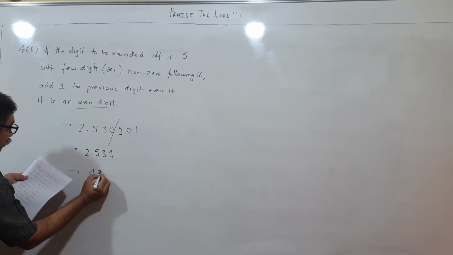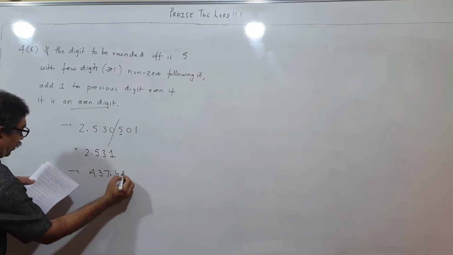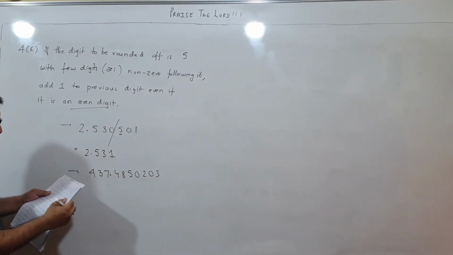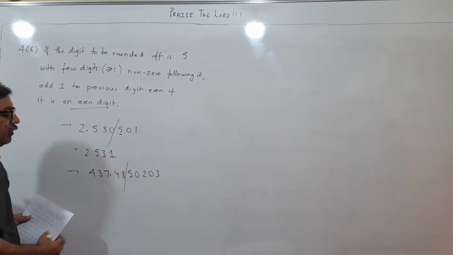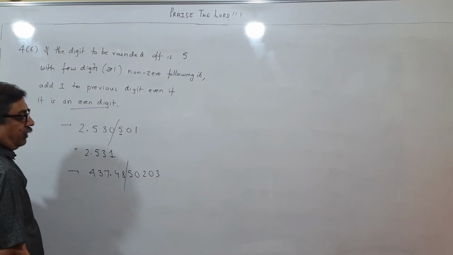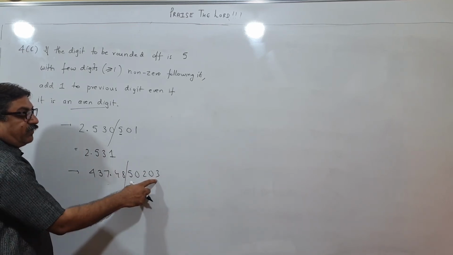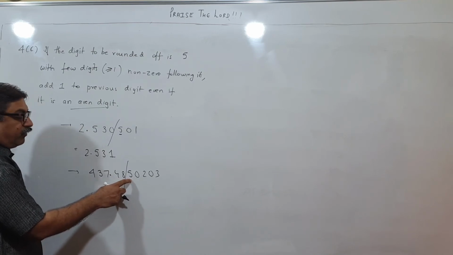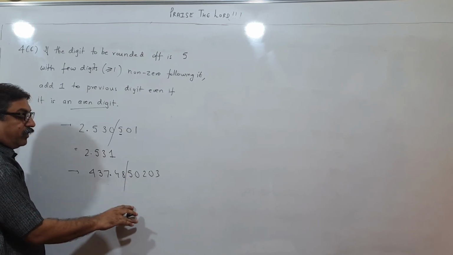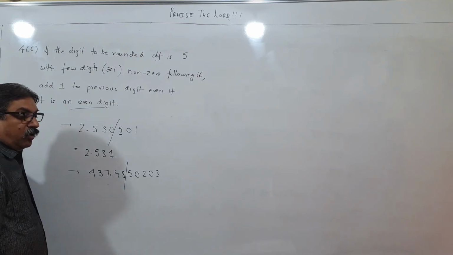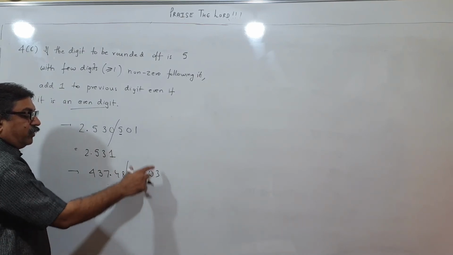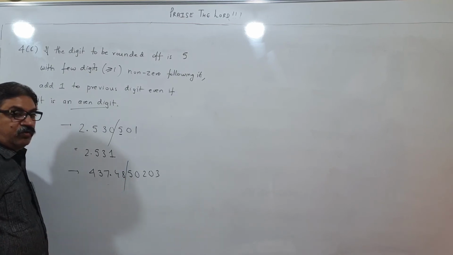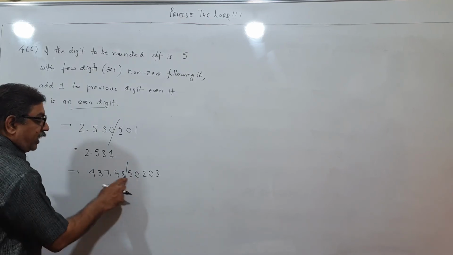It is given to me 437.4850.203. Supposing I am asked to round off up to here, up to 5 places. Again, you would think 3 is less than 5, drop, drop, drop, drop. Then you would think the 5 before it is even, so drop it. So you write the answer 437.48. That will be a wrong answer, because the digits to be rounded off include 5, and after 5 there are digits which are non-zero. So we'll add 1 to it.